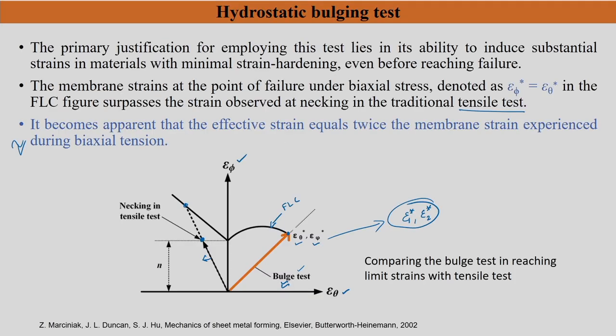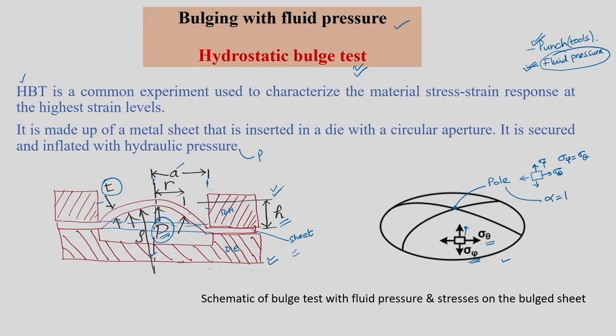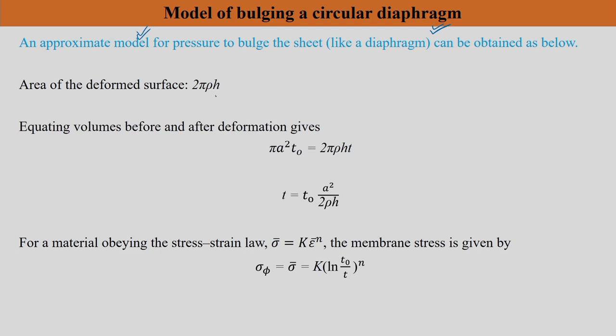With respect to the previous figure, we can write the area of the deformed surface as 2 pi rho h, where rho is the bend radius and h is the deformed height. If you multiply that 2 pi times, you will get the area of the deformed surface. Now we want to equate volumes before and after deformation. The initial one is up to the clamping region, so it is pi a square t naught, where the initial thickness is t naught and the new thickness is t. So you can say 2 pi rho h into t, and you will get t equal to t naught a square by 2 rho h. Here a is a constant and fixed, rho may change with respect to a and h, and your forming height h will anyway change.